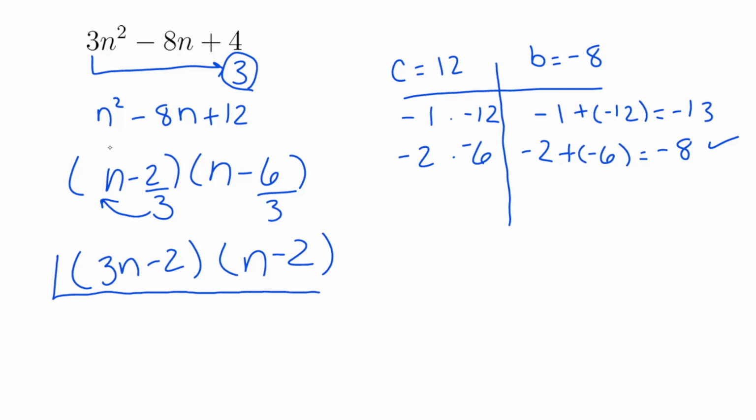Okay, this is our factored version of 3n squared minus 8n plus 4. This is how this factors.